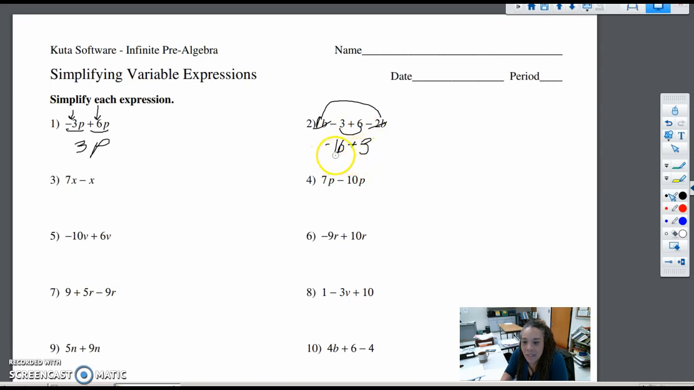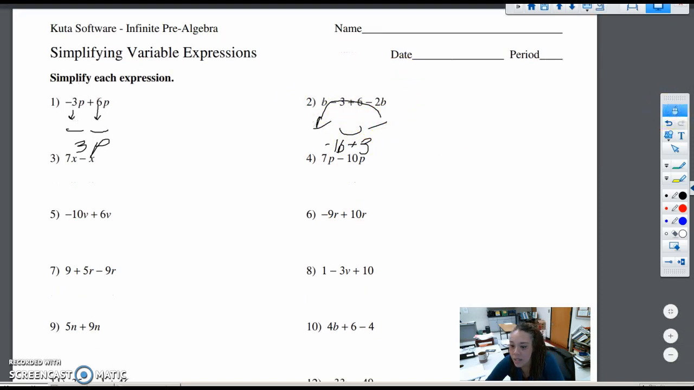So now my answer here has 2 terms, negative 1b plus 3, versus over here on number 1, my answer was just 1 term, 3p. So that's how you do that page. Numbers 3, 4, 5, 6, actually all the way through 10, this entire page here is going to be just like this. There's a few down further on the page I can show you how to get those done.